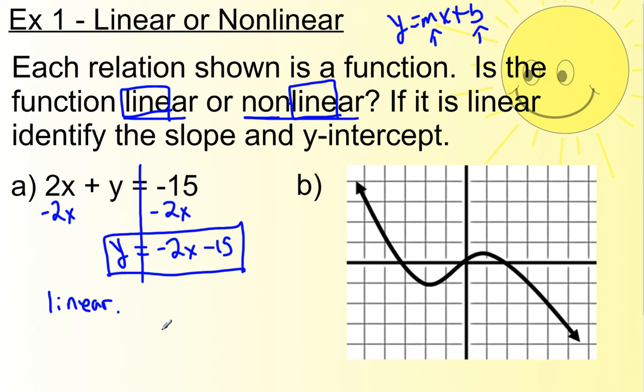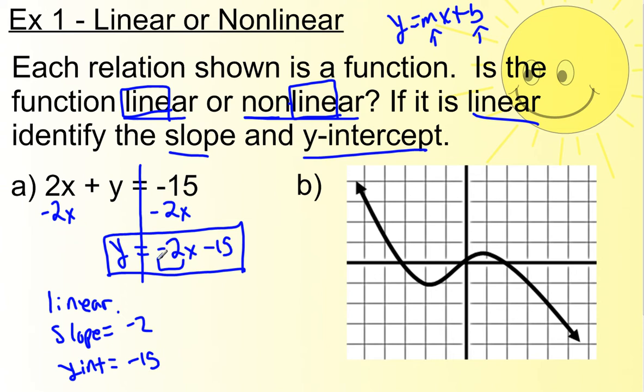All right. And it says if it is linear, identify the slope and the y-intercept. Okay, so slope and y-intercept. Now, because we wrote this equation in slope-intercept form, these next 2 questions are very easy because in slope-intercept form, this is your slope and that is your y-intercept. We're done.